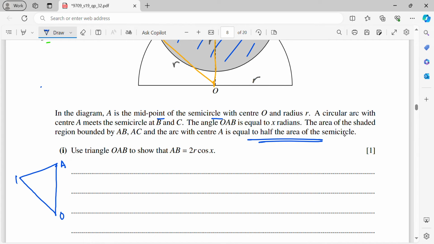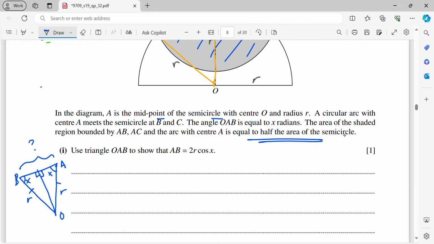OA, OB, both are r. So it is an isosceles triangle, and here is x, in radians. Now we need to find out AB. What is this? Alright, so from here I will say that both are right angle triangles. So here is also x because of the isosceles triangle.